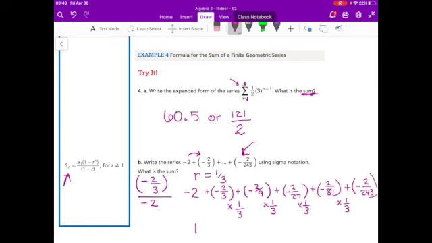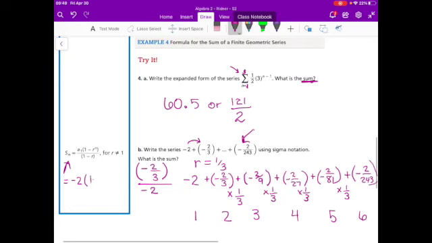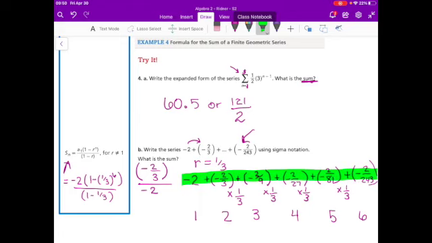Now, how many terms is that? 1, 2, 3, 4, 5, 6 terms. So if I'm wanting to use this formula here, my first term was -2. R was 1/3. And then I need to raise R to the N. N is the number of terms, so that's why I counted out the 6 there. So if I want to find the sum of all of those numbers, I have 2 options. And honestly, if it were me, I'd probably just do this option. Type all this in your calculator and get an answer. Boom.